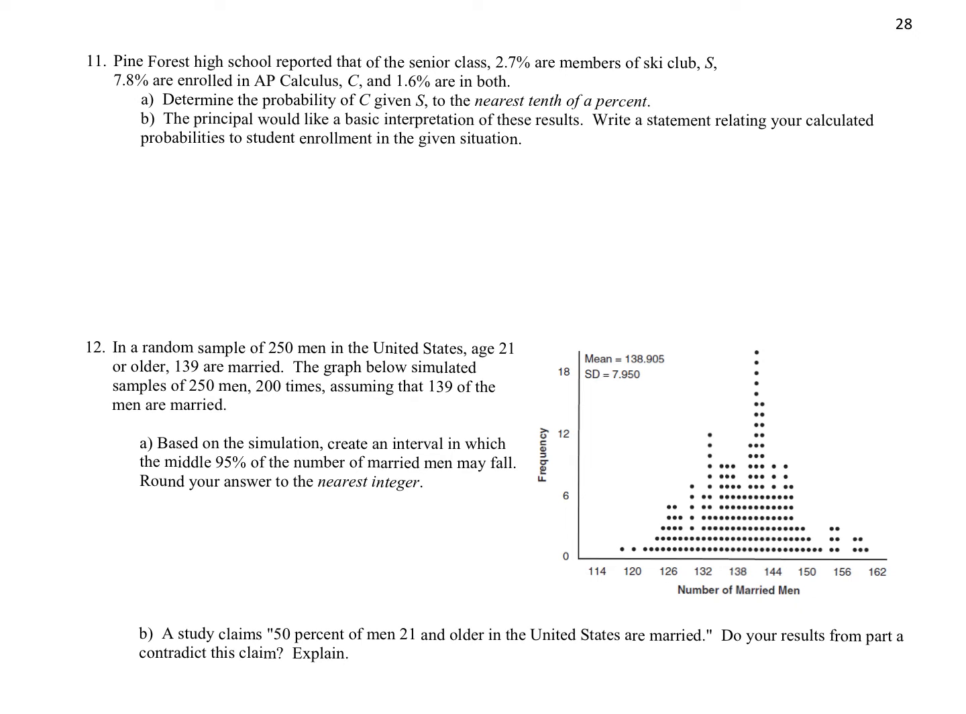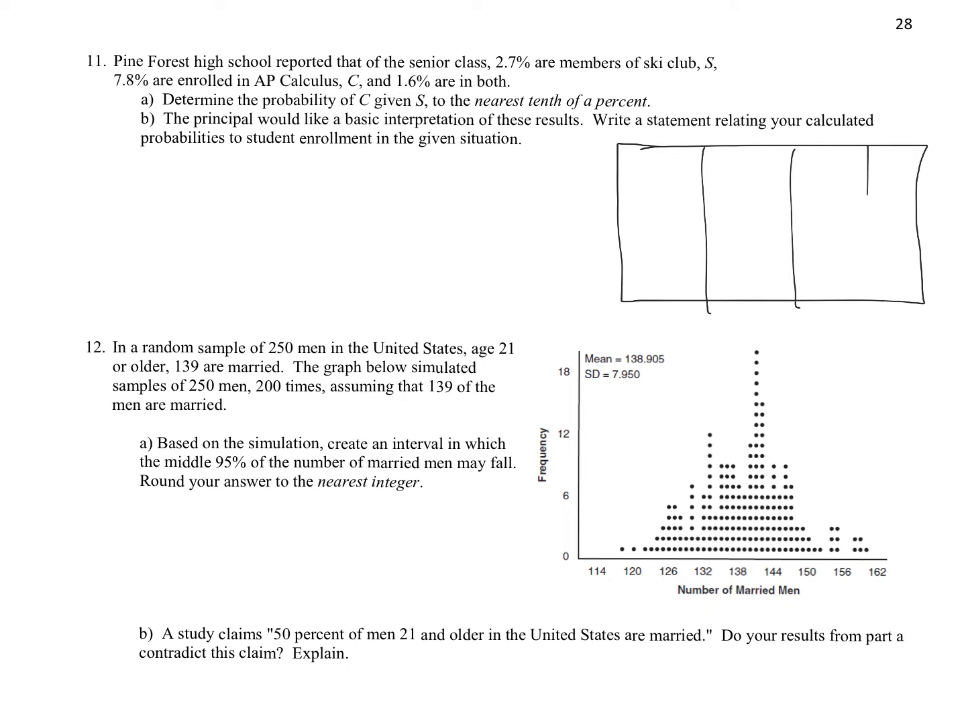So the first question says, Pine Forest High School reported that of the senior class, 2.7% of the members are in Ski Club, 7.8% are enrolled in AP Calculus, and 1.6% are in both. So this is a great time to draw a two-way table. So we'll do one with probabilities.